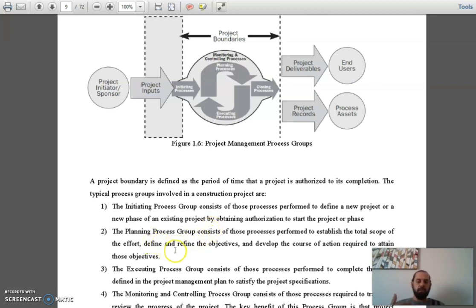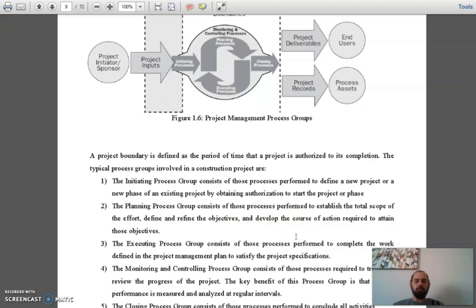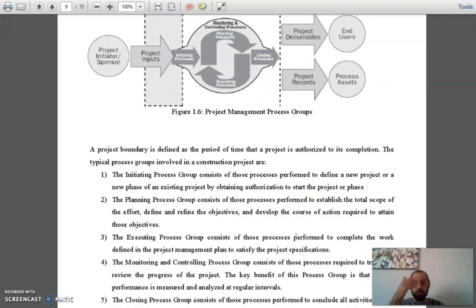And define and refine the objectives and develop the course of action required to attain those objectives. طيب ايش هي الاكشنز او activities اللي required حتى نحصل على هذه ال objectives. The executing process. طيب later we have finished the planning process, we need to execute the project or construct the project. The executing process group consists of those processes performed to complete the work defined in the project management plan to satisfy the project's specifications.